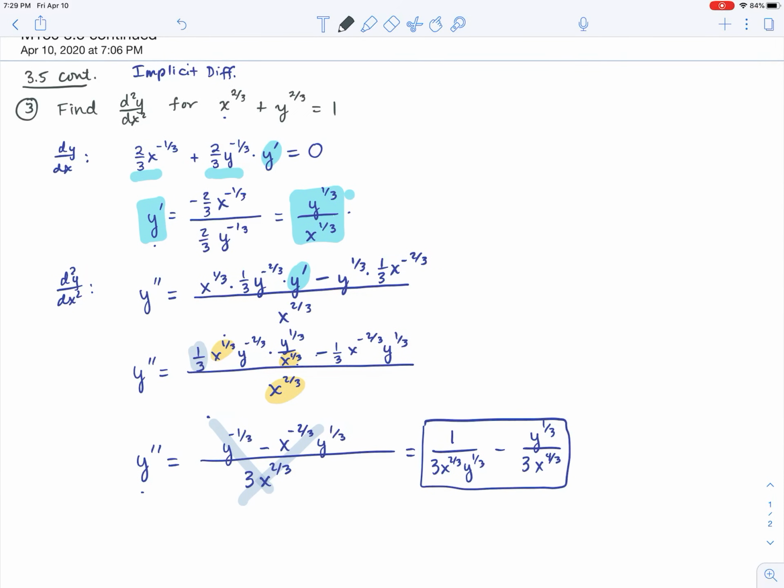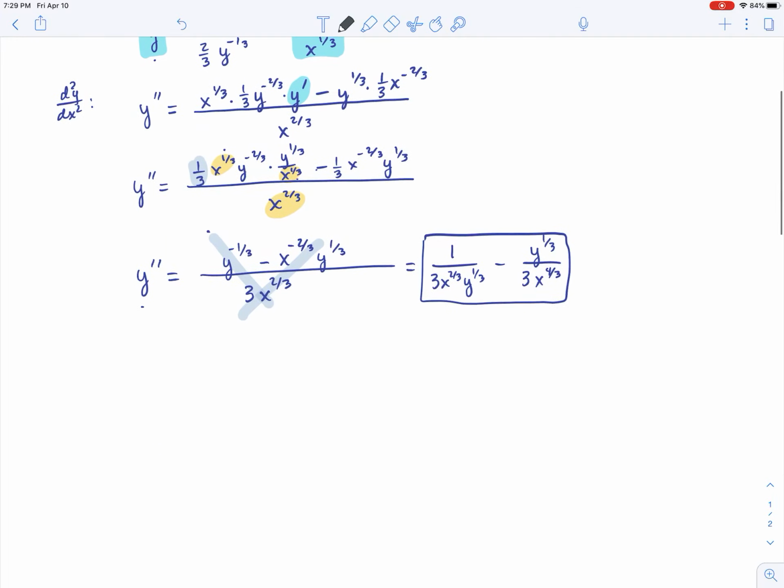My next example is if xy plus y squared equals 1, find the value of the second derivative at (0, 1) and (0, negative 1).